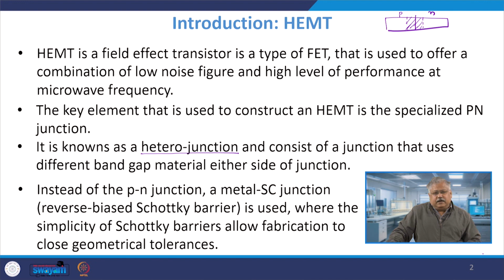Typically, instead of a PN junction, we use metal semiconductor Schottky junction. And why? Because they are relatively easy to fabricate and allow for much stringent control on the geometrical tolerances. And that is the reason HEMTs have found a use in most of the cases where very large currents are required, and not only that, you do not want to also sacrifice on the frequency of operation.